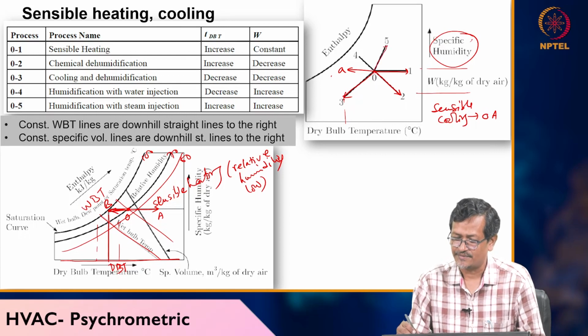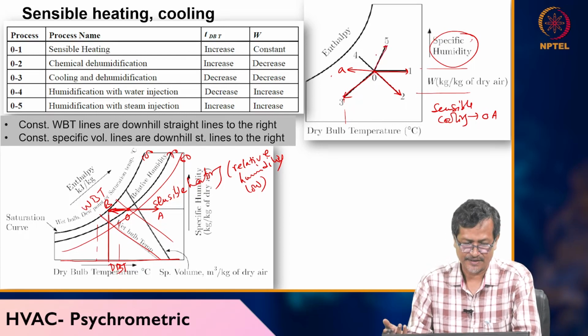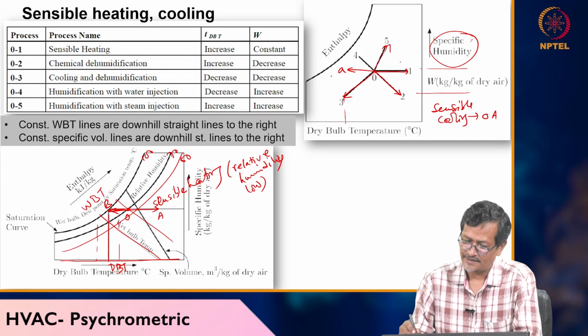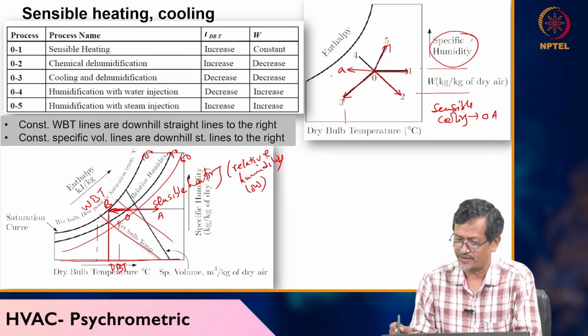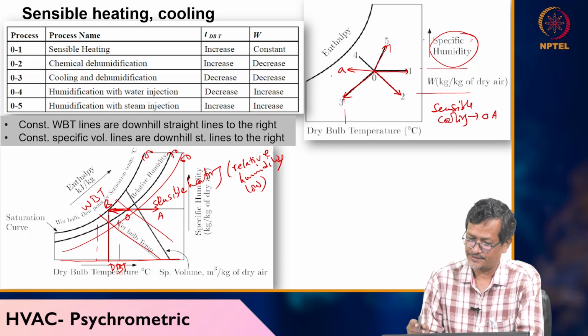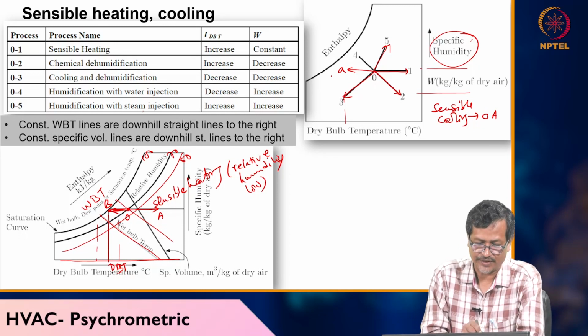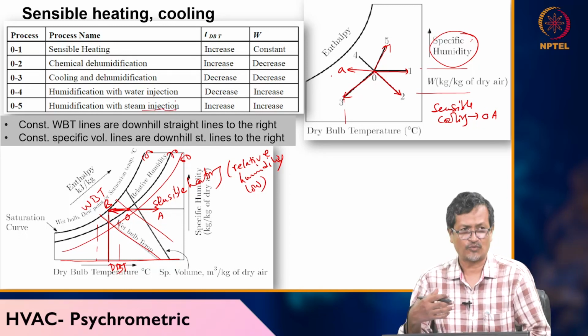Again 0 to 5, just the opposite is happening: heating and humidification. You are adding humidity. So 0 to 5, you see humidification with steam injection, which means you are adding more moisture.